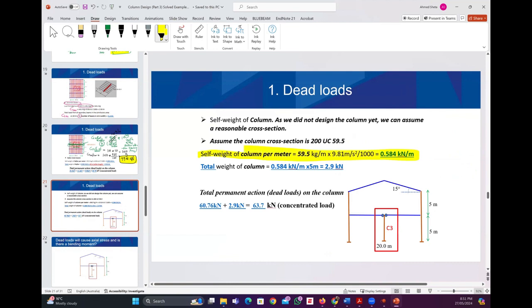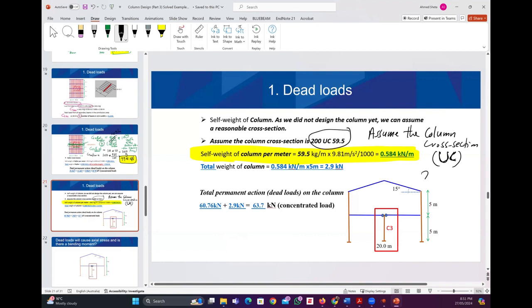How can we find the self weight of the column? Do you know? What do we need to do to find the self weight of the column? We need to assume the column cross section. What should the column cross section be? UC or UB? UC, or universal column. So we will use this one here, similar to this example, 200 UC 59.5.